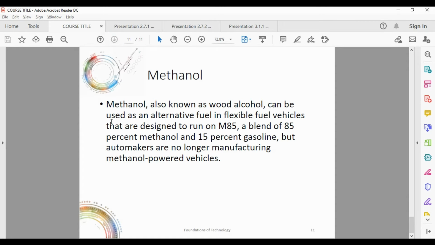And then finally, methanol, also known as wood alcohol, can be used as an alternative fuel in flexible fuel vehicles that are designed to run on M85, a blend of 85% methanol and 15% gasoline. But automakers are no longer manufacturing methanol-powered vehicles. So there are some that are out there and do exist. But again, currently electric is kind of the major wave with cars.